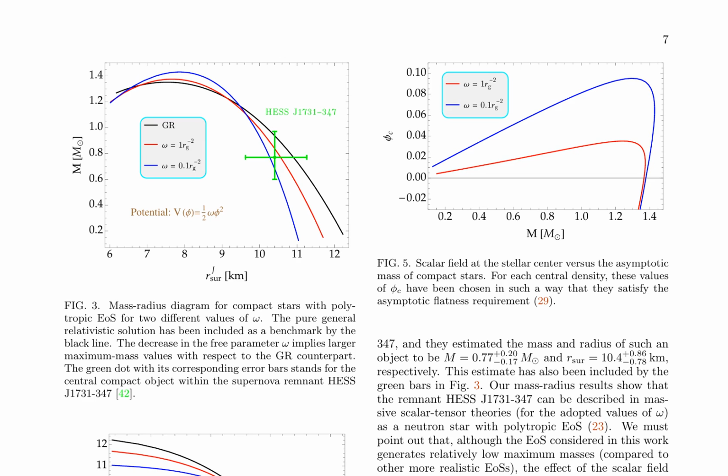The radius and mass of these equilibrium configurations are examined as functions of central energy density, revealing a reversal in behavior beyond a certain value of rho_c.